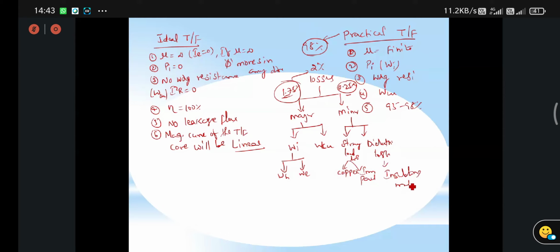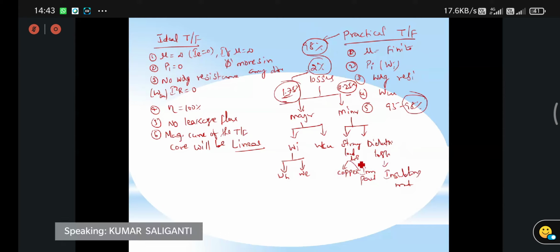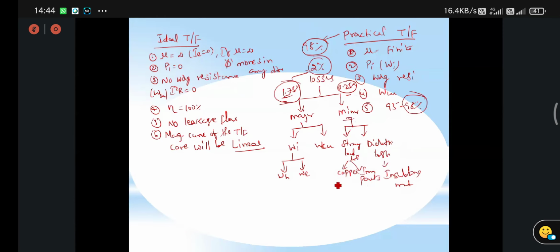If you consider 98% efficiency for the practical transformer, the remaining 2% is losses. The major losses are 1.75% and 0.25% is minor loss. In that minor, the stray load losses occur in the copper parts or iron parts, and the dielectric loss is due to insulating materials. The iron losses occur in the core, and the copper losses occur in the winding.